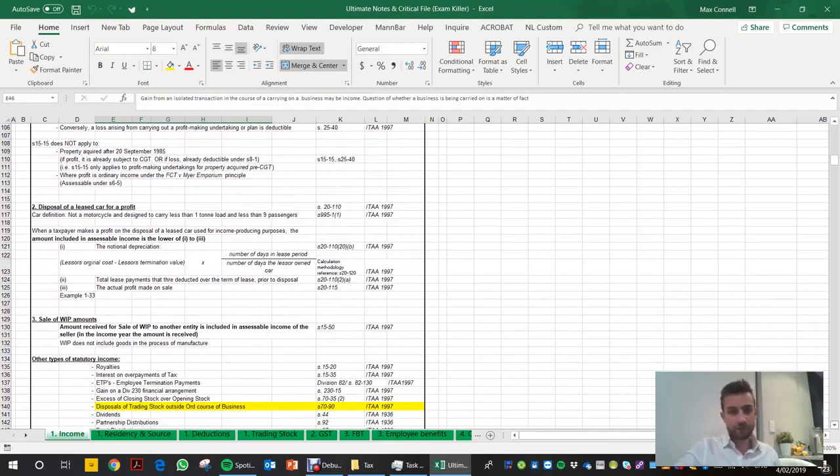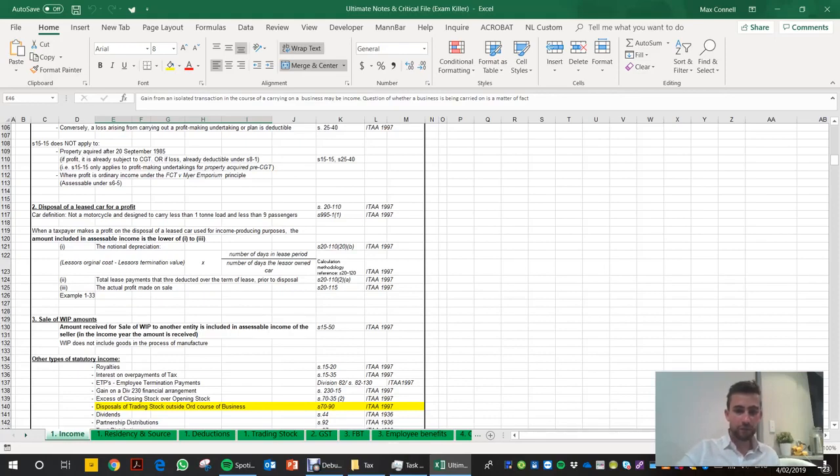Okay, so the next very specifically mentioned statutory income in the Income Tax Act 1997 is the disposal of a leased car for profit. So this doesn't come up very often, and the definition is self-explanatory. There is a formula that you need to calculate the notional depreciation on it. If you ever get this in a question, just refer back to this section. I'm probably not going to go through it. Just follow the formula. It's not too difficult.